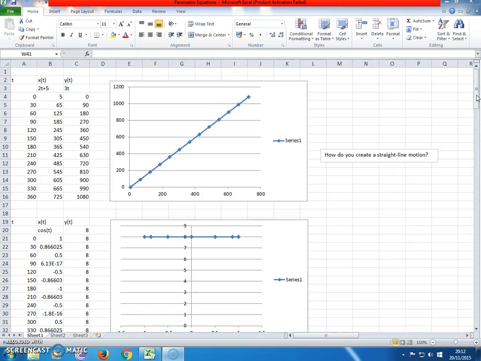Hello, and today I'm going to show you a presentation with some examples of parametric equations. The topics we're going to cover today are shown with the graphs and the lines. So we're going to begin in the steps outlined here. So how do we create a straight line motion?